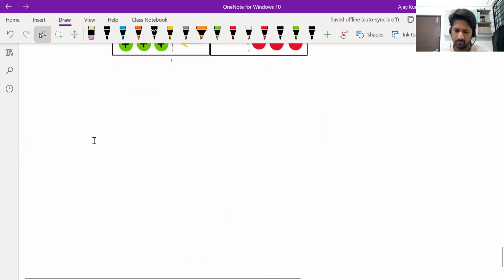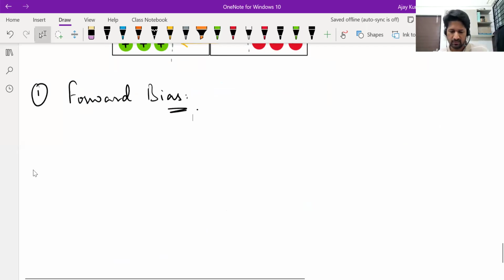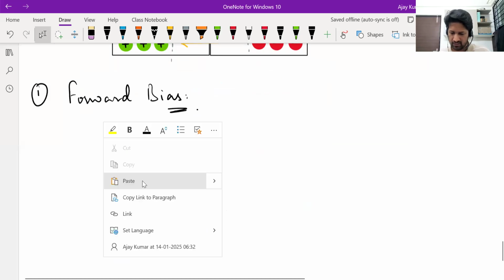So first is the PN junction under forward bias. It's very important to understand the mechanism, what exactly happens to the electrons and holes.